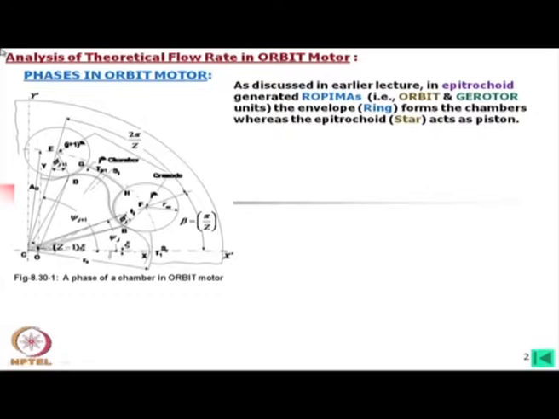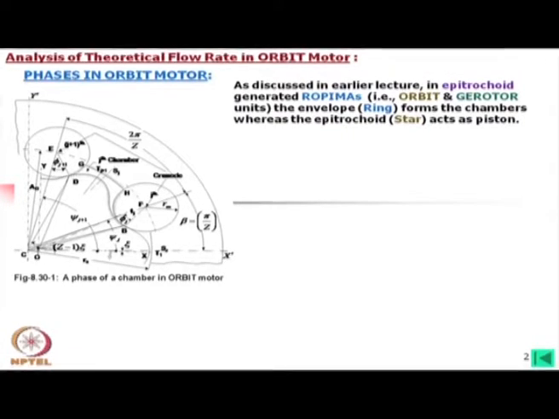If we look into this, this is the chamber. One particular chamber is shown here, which is formed by the outer member, that is the envelope, the ring, which is the cylinder, and this is acting as a piston. Unlike cylindrical piston machines, in this case the area varies, and so the variation of volume with the shaft rotation is equal to the variation of area multiplied by the thickness of the star and ring, which is constant.